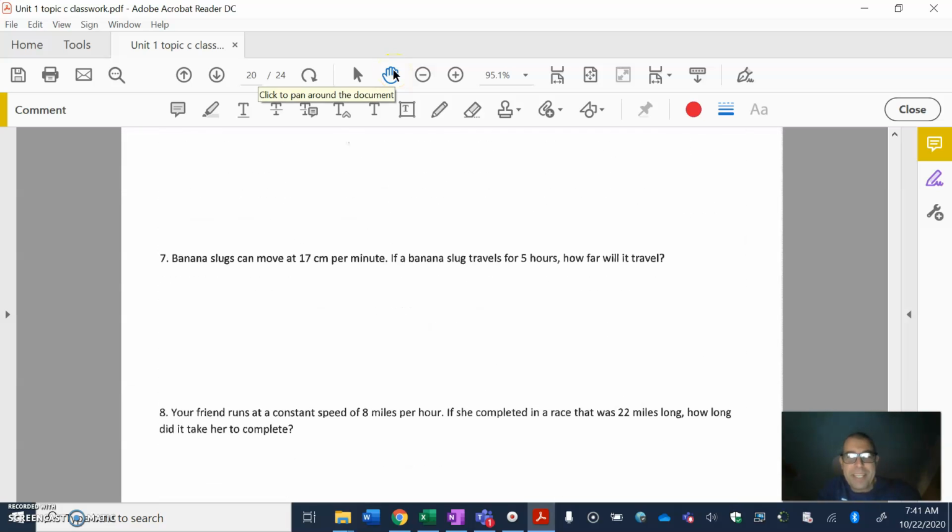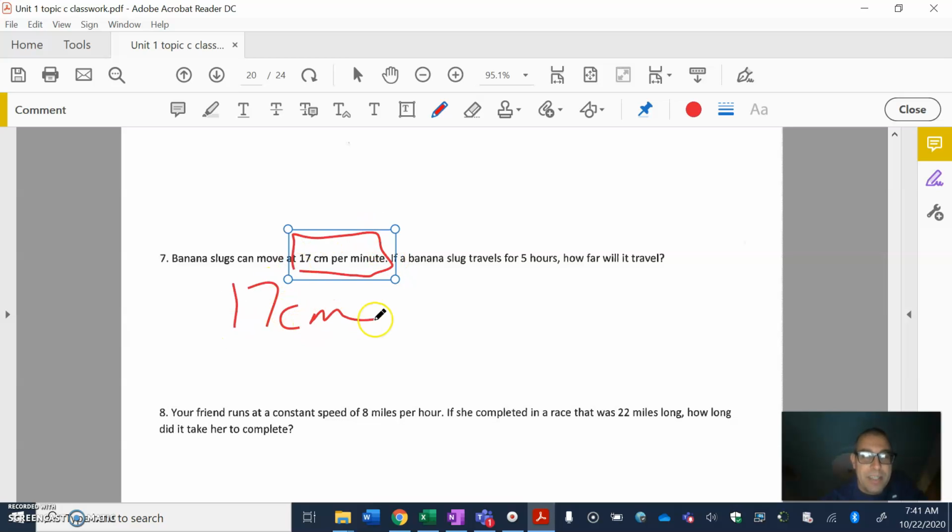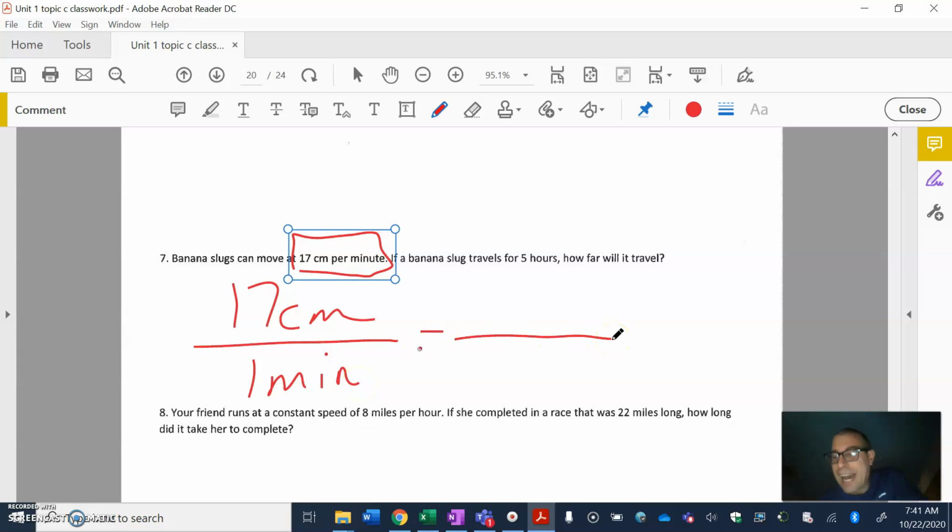Oh, I do want to talk about one that's back here. Watch this. Banana slugs, question number 7, can move at 17 centimeters per minute. So 17 centimeters per, which means for 1 minute. If a banana slug travels for 5 hours. Sneaky, sneaky here. You see what they did? 5 what? 5 hours. Per what? Minutes. So we've got to get everyone talking the same language. I just can't put a 5 down there because I've got minutes down there, not hours.